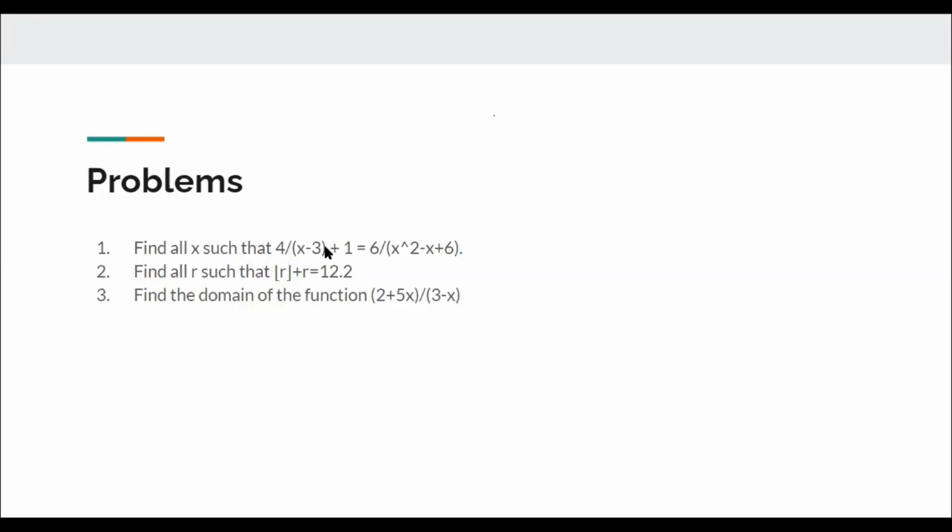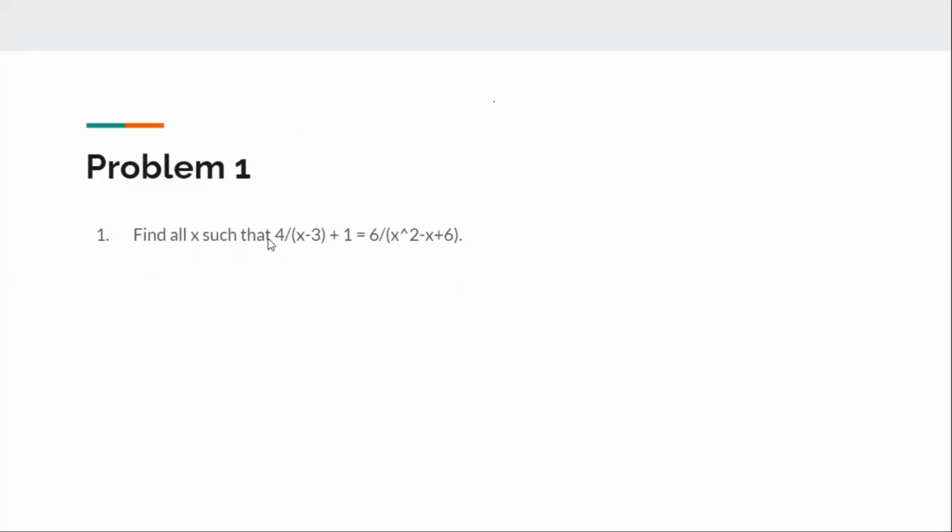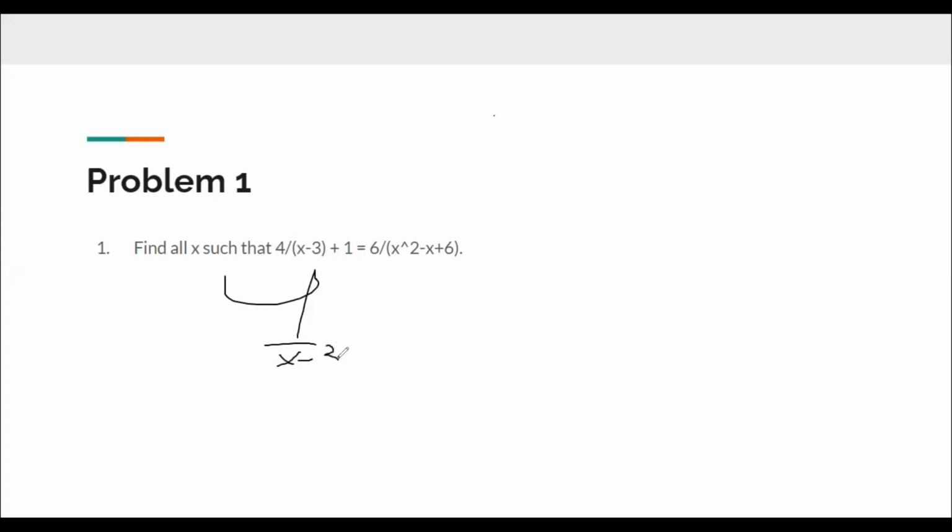Okay, let's begin. So the first problem says find all x such that 4 over x minus 3 plus 1 is equal to 6 over x squared minus 5x plus 6. So we can do 4 over x minus 3 plus 1. And this is going to be equal to 1 plus x over x minus 3, right? Because x minus 3 plus 4 on the numerator.